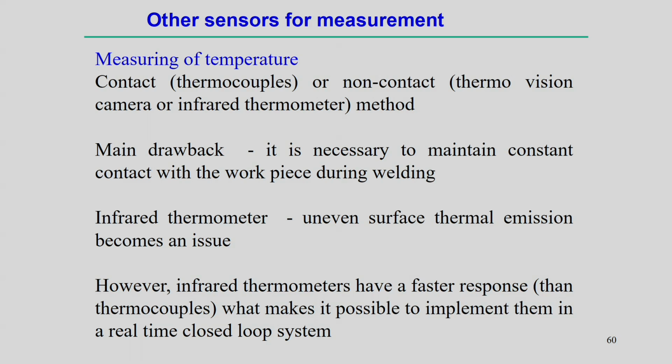Then for other sensor measurements, most manufacturing processes are associated with the measurement of temperature. In that case, mostly a thermocouple is used, or a non-contact thermal vision camera or infrared thermometer can be used to measure the temperature. But the main drawback is the necessity to maintain constant contact with the workpiece during the welding process. That means during welding or any other manufacturing process, if you use the contact mode of measuring temperature, that is simply the thermocouple, then it always needs to contact the sample. The other option is the infrared thermometer.